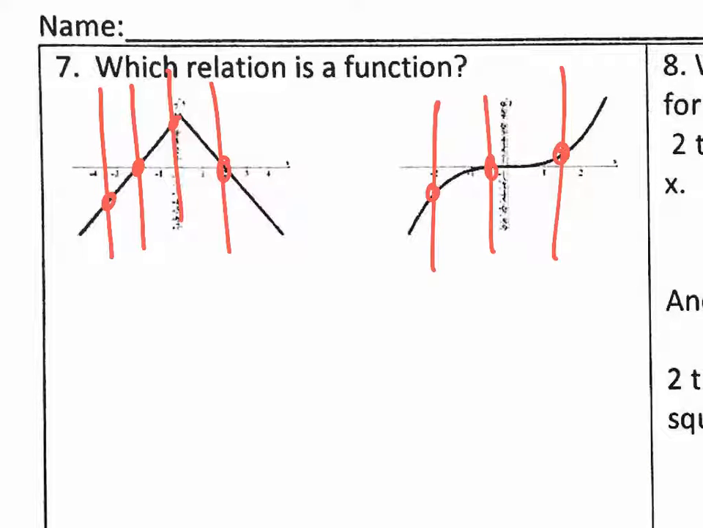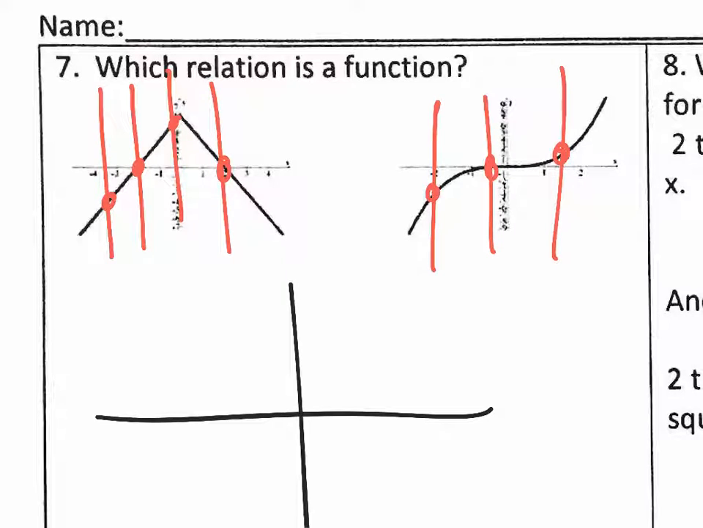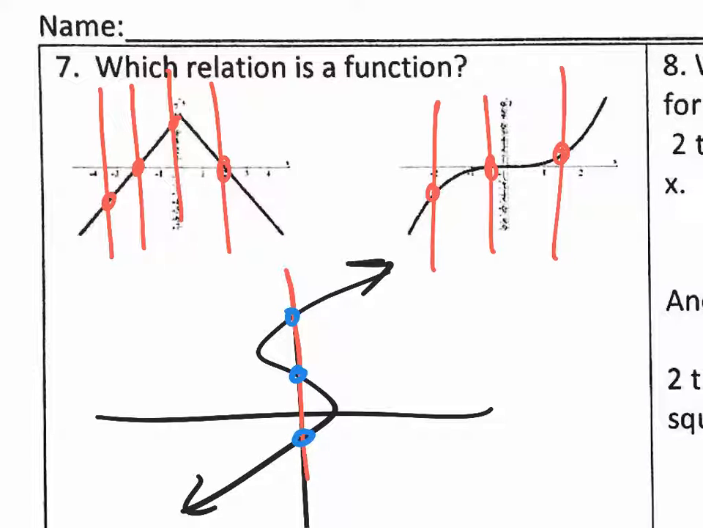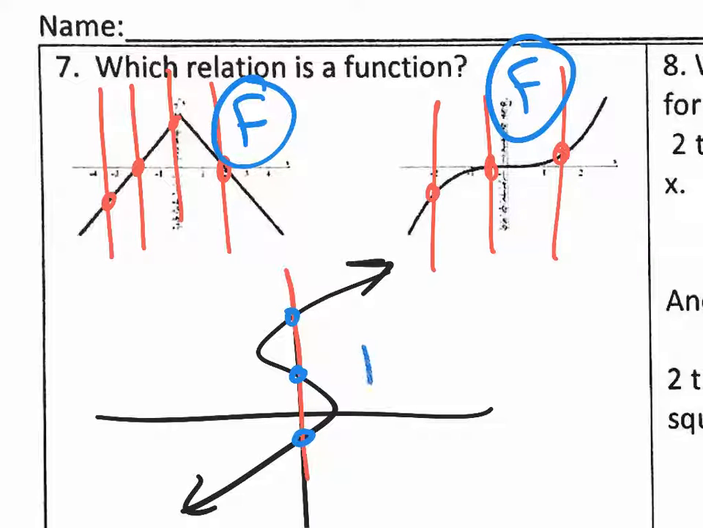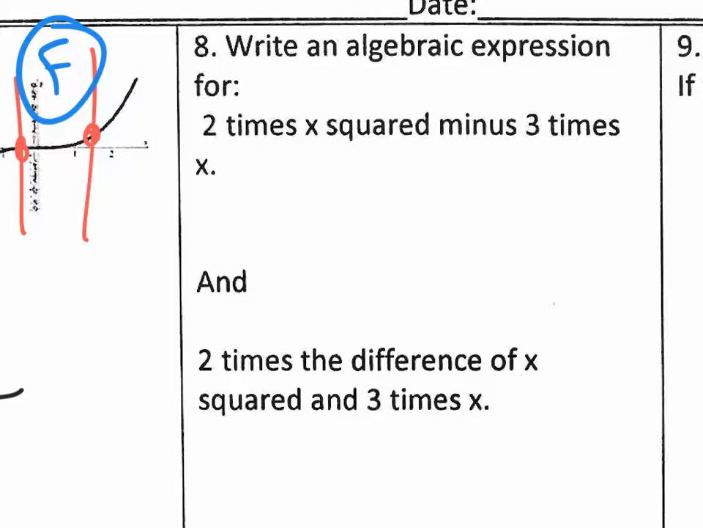Now, if you have something like this, let's say you had this graph right here, then that's not a function, that's just a relation. Why? Because if you draw a vertical line, it touches 1, 2, 3. So if it touches more than once, it fails the vertical line test, which means it's a relation. If it only touches once, it is a function. So this one's a function, this one's a function, this one that I just drew is a relation. Too easy to mess up on tomorrow's final.